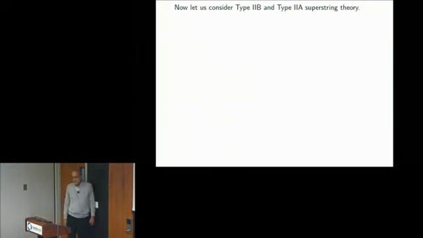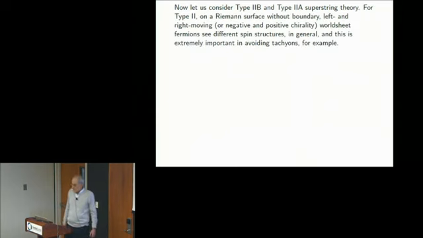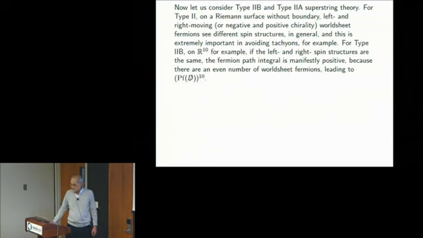So now we're going to get to string theory. So we'll consider type 2B and type 2A superstring theory. For type 2, on a Riemann surface without boundary, left and right moving worldsheet fermions see different spin structures in general, and this is extremely important in avoiding tachyons and getting space-time supersymmetry and for all kinds of reasons.